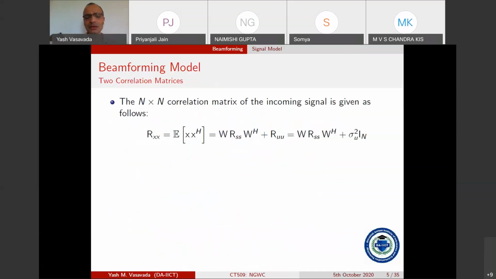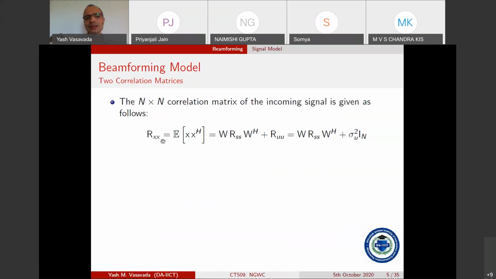We have seen this correlation matrix of the incoming signal, where we take the expected value of x x Hermitian, and it ends up having this particular form. Suppose we assume that different sources are entirely uncorrelated, then this R_SS will become a diagonal matrix. If we additionally assume that all of the sources, all of the transmitters, are getting received at the same power, then it will be just a scaled identity matrix, where the scaling will be the power value that is being received, which is common for all the transmitters.